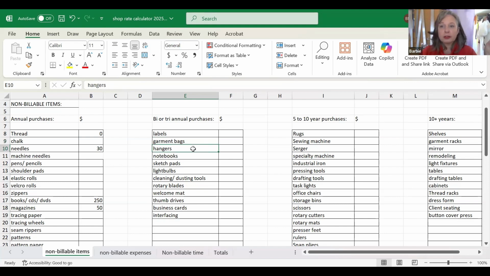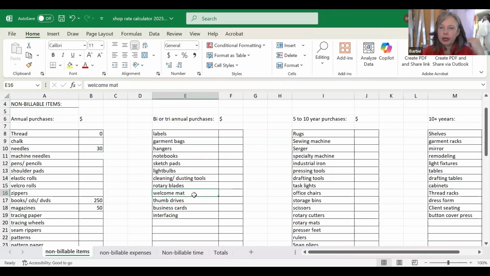Hangers. All your hangers are tax deductible and part of your overhead. I keep shirt hangers, I keep dress hangers. I like the velvet hangers because they grip the edges and don't let things slide off, especially if something's got a wide neck on it. Any sort of notebooks that you use, sketch pads, light bulbs for your overhead lights. Dusting and cleaning tools, rotary blades. When I buy them, these can go in the annual purchase or the biannual, however you do them. I tend to buy them in bulk because that's what I do.